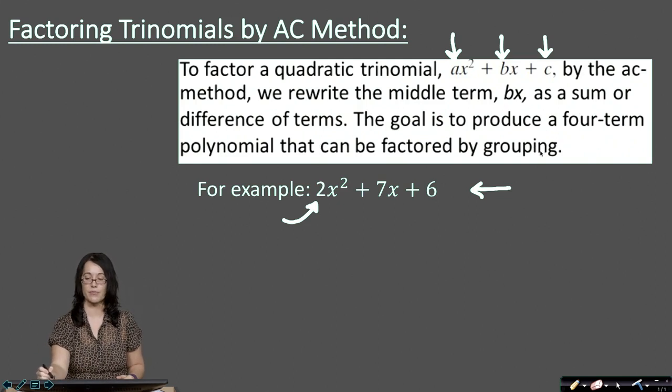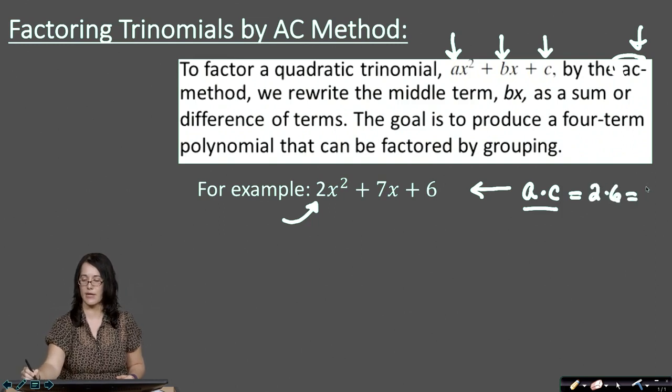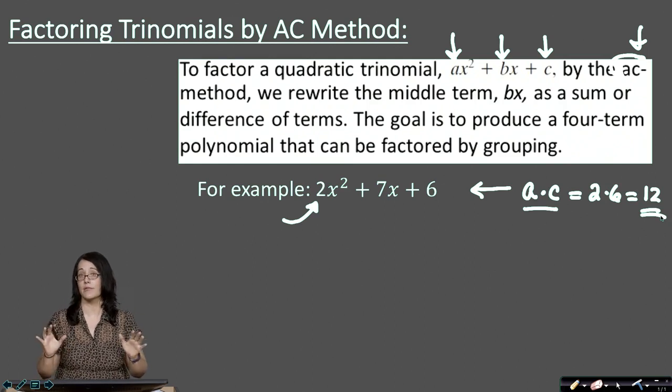So we're going to first basically say, get a times c, which is what we're doing right here. A times c would be the number 2 times the number 6. So what is 2 times 6? It's 12. So what do we do with that number? The trick that we're trying to do here is take a trinomial and make it a quadnomial, or a polynomial with 4 terms.